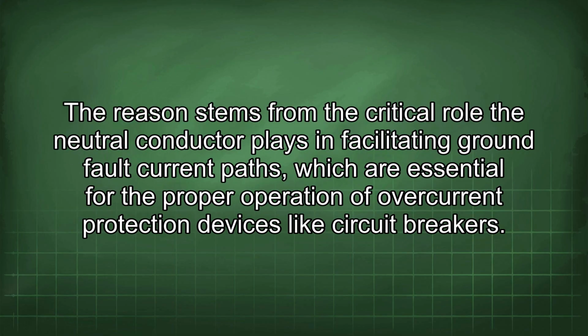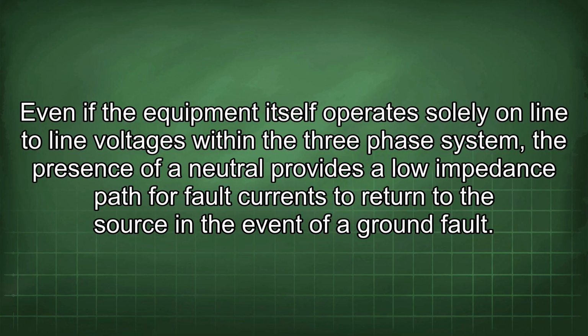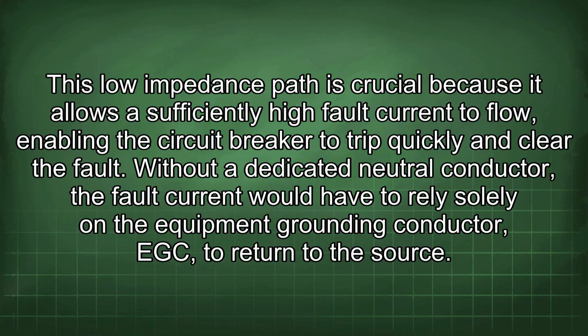The reason stems from the critical role the neutral conductor plays in facilitating ground fault current paths, which are essential for the proper operation of overcurrent protection devices like circuit breakers. Even if the equipment itself operates solely on line-to-line voltages within the three-phase system, the presence of a neutral provides a low impedance path for fault currents to return to the source in the event of a ground fault. This low impedance path is crucial because it allows a sufficiently high fault current to flow, enabling the circuit breaker to trip quickly and clear the fault.